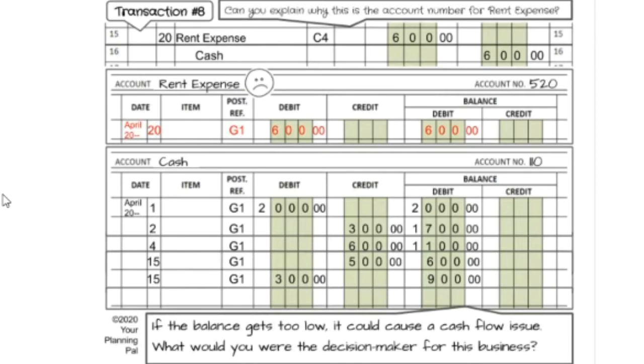Remember to use the trick. If it's a debit in the middle, the balance is going to be a debit also for the first post in every account. Then we take our account number and we move that up to our post-ref column in the journal. So it's 520. And can you explain why this is the account number for rent expense? I'll give you a tip. Go ahead and go back and look at our chart of accounts and see if you can explain why the account number is 520.